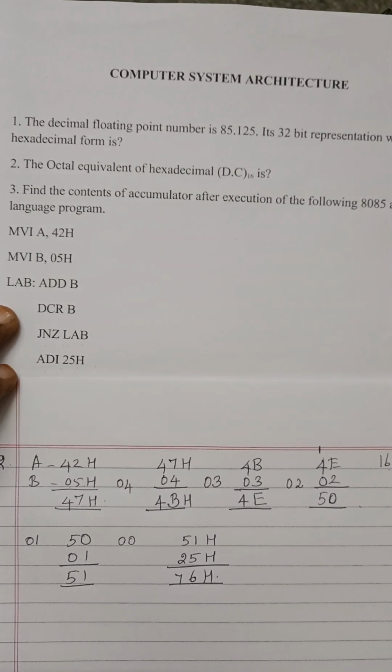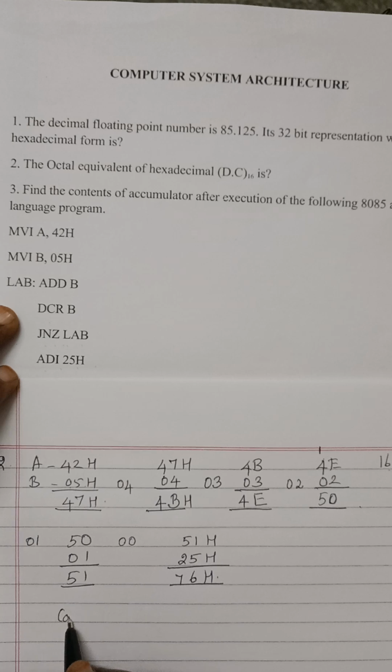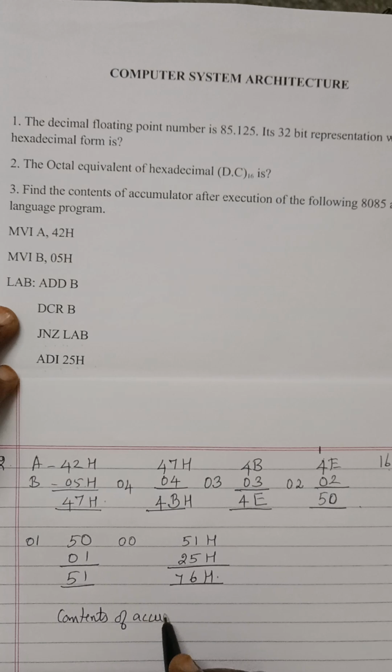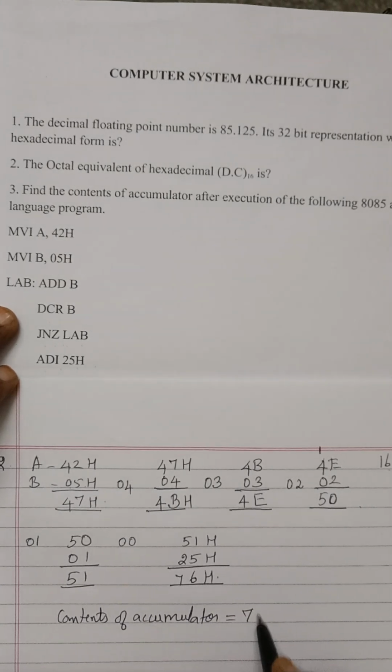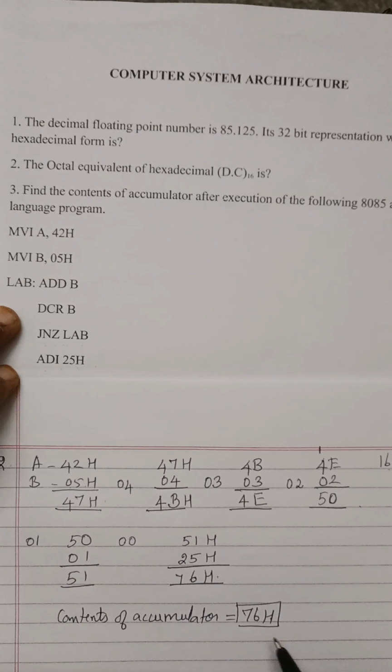So after all these operations, the contents of the accumulator will be 76H. This is the answer.